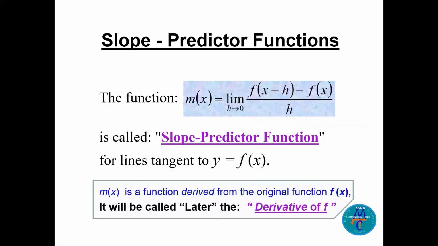Now, this is an important formula we call slope predictor function or formula. It will be the limit of f of x plus h minus f of x divided by h, the limit as h goes to 0. This will be the slope predictor function for the tangent line to the function y equals f of x.